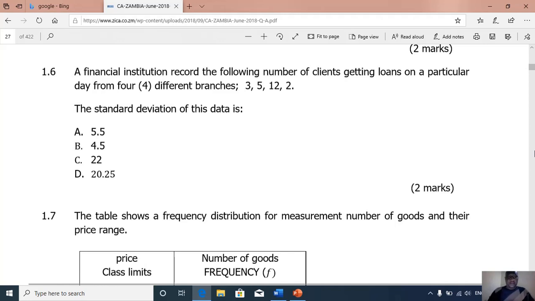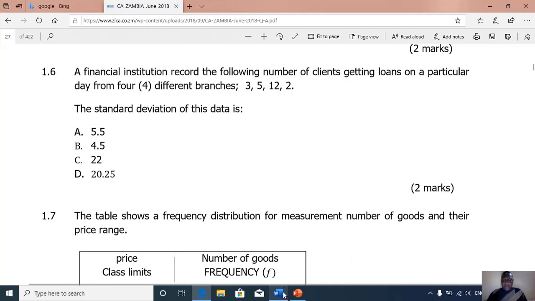The question reads: a financial institution records the following number of clients getting loans on a particular day from 4 different branches. So we have 3, 5, 12, and 2. Calculate the standard deviation for this data. So this type of question is different from the one we considered in our session 2, where we were given a grouped frequency distribution or grouped data. So let's see how we can calculate the standard deviation when given a simple set of values.